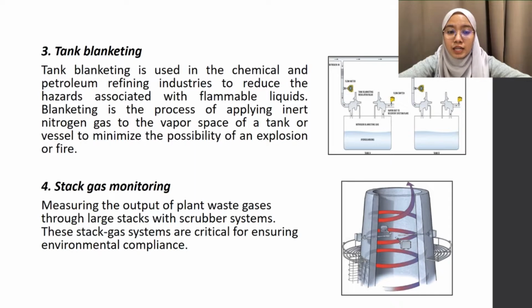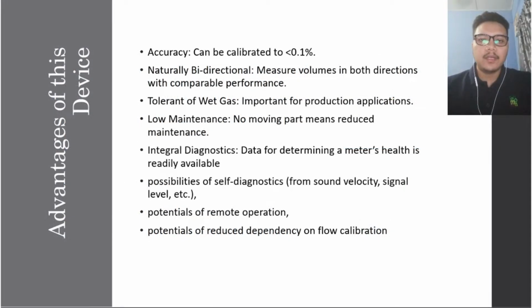This process is used to measure the output of waste gas in a plant and a vessel equipped with a scrubber system. This type of vessel normally requires multiple types of flow meter. This stack gas system is very important to ensure the gas emitted from the process meets the requirements or environmental standards. Okay. Next, we proceed with the advantages of ultrasonic flow meter.